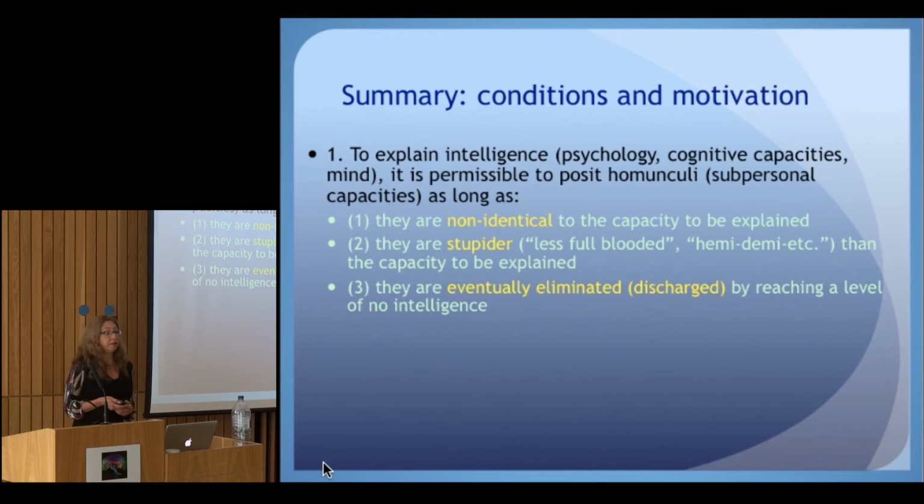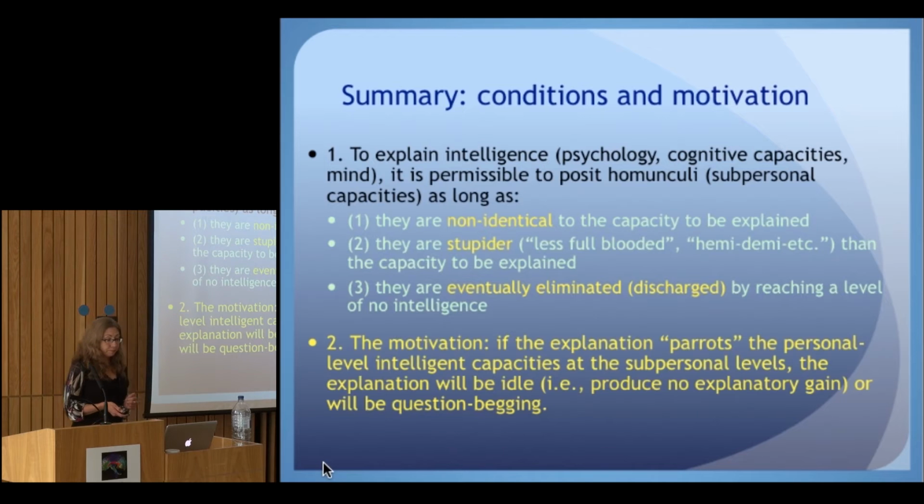And Dennett puts that in terms of being less full-blooded. He puts it as hemi, demi, semi, proto, quasi, whatever. So there has to be that distinction as well. And eventually they have to be discharged, or eliminated in some way, by reaching a level at which you have capacities that involve no intelligence whatsoever.